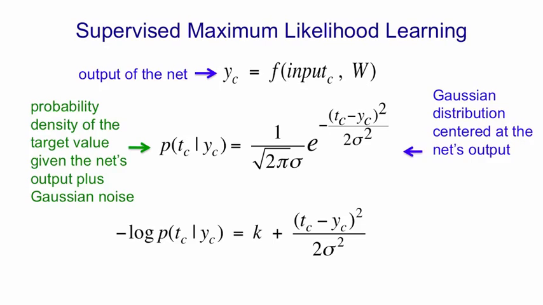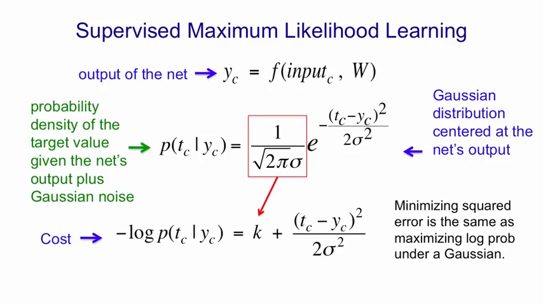If we now take logs and put in a minus sign, we see that the negative log probability density of the target value tc, given that the network outputs yc, is a constant that comes from the normalizing term of the Gaussian, plus the log of that exponential, with a minus sign in, which is just tc minus yc squared, divided by twice the variance of the Gaussian. And so what you see is that if our cost function is the negative log probability of getting the right answer, that turns into minimizing a squared distance. It's helpful to know that whenever you see a squared error being minimized, you can make a probabilistic interpretation of what's going on, and in that probabilistic interpretation, you'll be maximizing the log probability under a Gaussian.